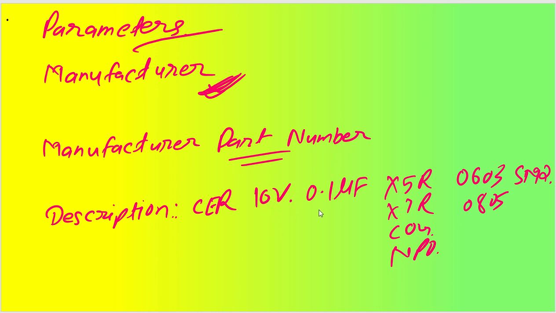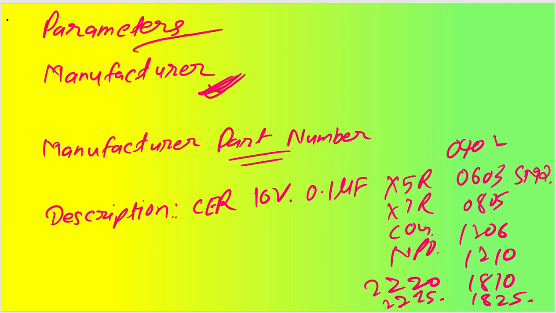It will be having the value parameter, like what is the value of the capacitor. It will be having dielectric information as well, like whether it is X5R, X7R, X7S, or there are a lot of other dielectrics. We have C0G or NP0. Then we will be having the package also, like whether it is 0402 or 0603, then 0805, 1206, or 1210, or 1810, 1825, or 2220, or 2225. So various packages are there. Even we have as low as 0201 package.